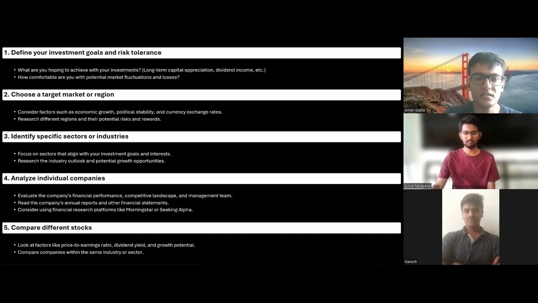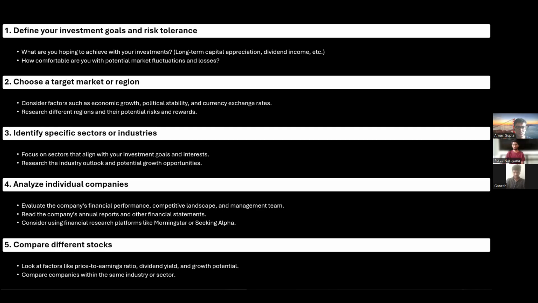Fourth, analyze individual companies. Evaluate the company's financial performance, competitive landscape, and management team. Read the company's annual reports and other financial statements. Consider using financial research platforms like Morningstar or Seeking Alpha.